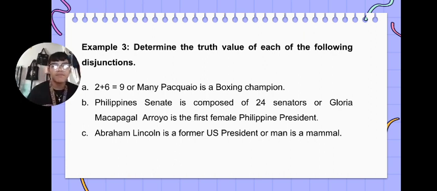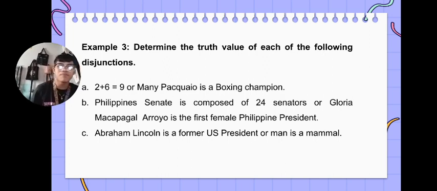Next, the Philippine Senate is composed of 24 senators, or Gloria Macapagal Arroyo is the first female Philippine president. Since the proposition that the Philippine Senate is composed of 24 senators is true, and the proposition that Gloria Macapagal Arroyo is the first female Philippine president is false, therefore the disjunction of the compound proposition is true.